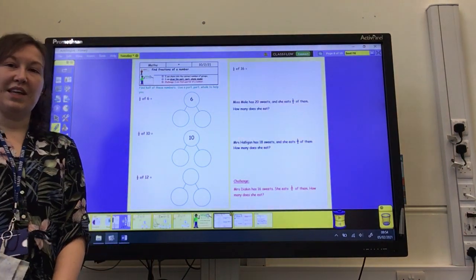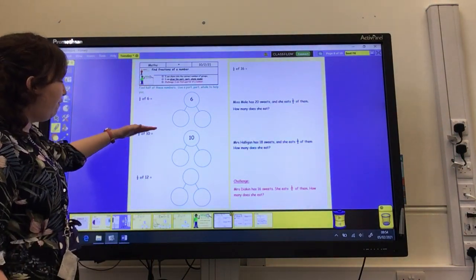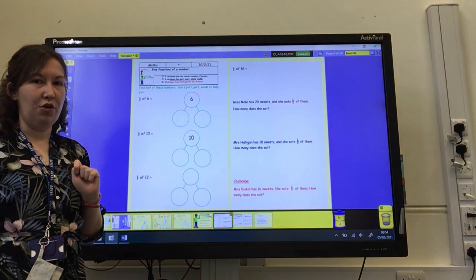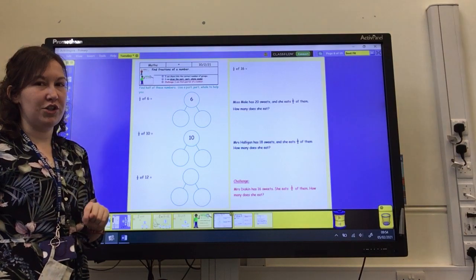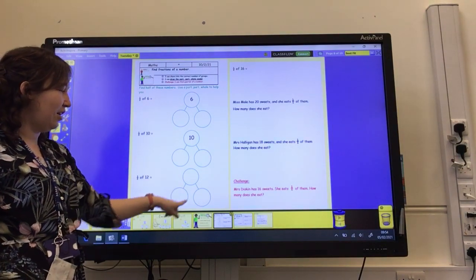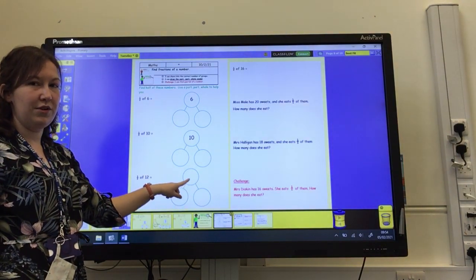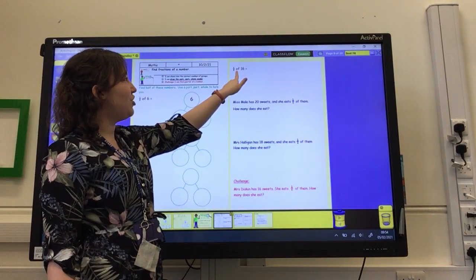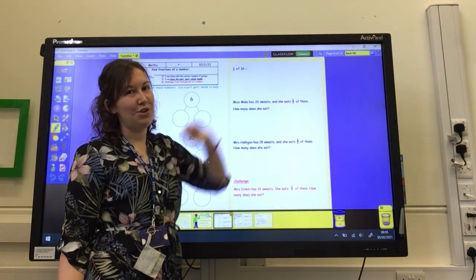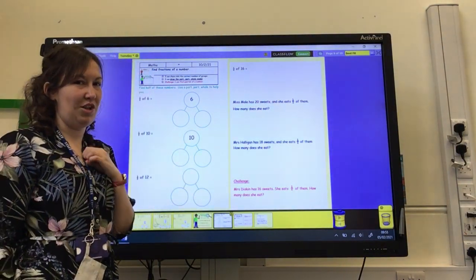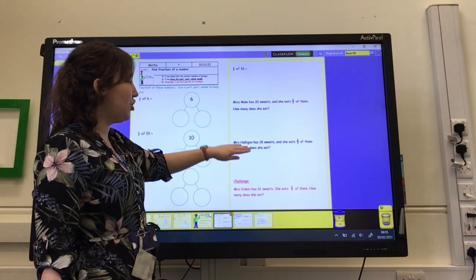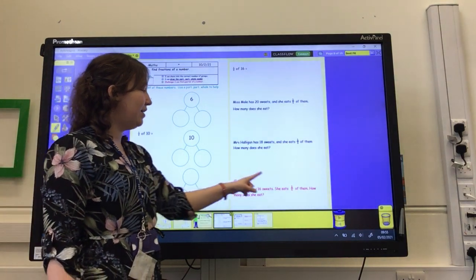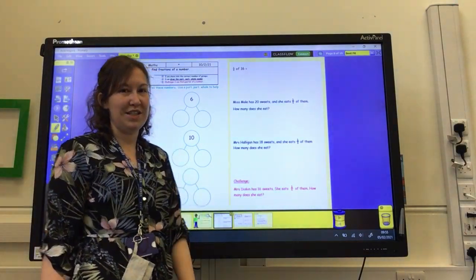So if you are doing the easier sheet, you have got four questions to answer. Two of them, I've drawn the part whole for you, and I've given you your whole at the top. The third question, I have drawn your part whole, but I haven't put the whole in for the question here. Your fourth question, I haven't drawn anything, so you're going to have to show me your part whole to show me that you've understood it. Then I've got two word problems still involving finding half of a number. And then your challenge is moving on to finding quarter.